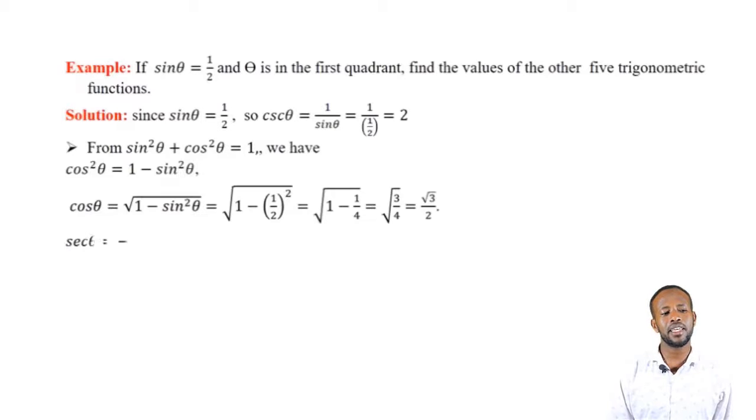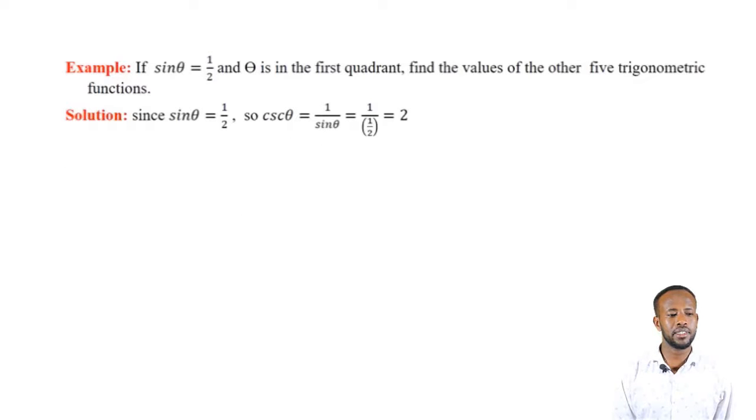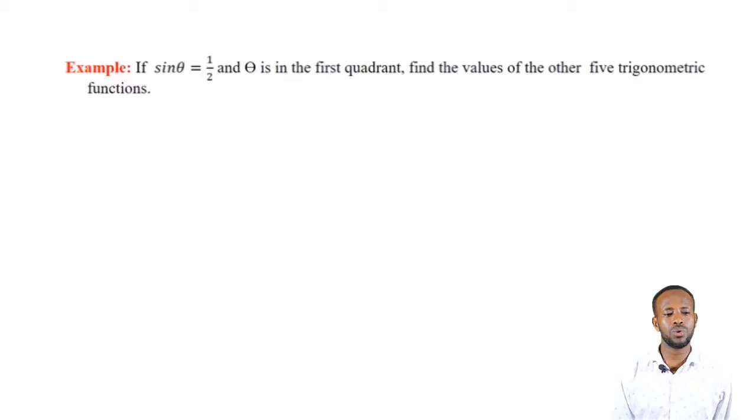Okay, to practice these identities, let us take an example. If sine theta is equal to 1 over 2 and theta is in the first quadrant, find the values of the other 5 trigonometric functions. Here, what are we given? We are given only sine theta. What else? That it belongs to the first quadrant. What is the advantage of knowing the quadrant? It will tell us which is positive, which one is negative, isn't it?